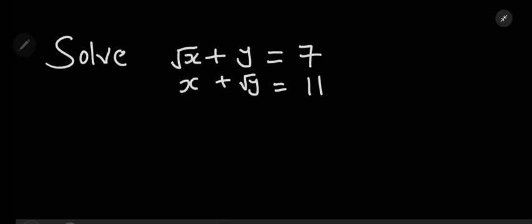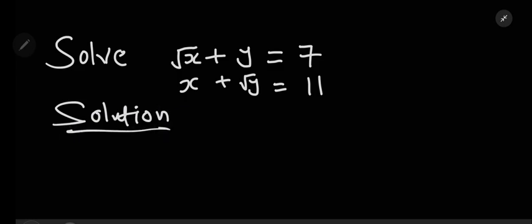In this tutorial, I will provide solutions to these given simultaneous equations. So, where we have root x plus y is equals to 7 and x plus root y is equals to 11. So, we need to find the values of x and y. Solution.